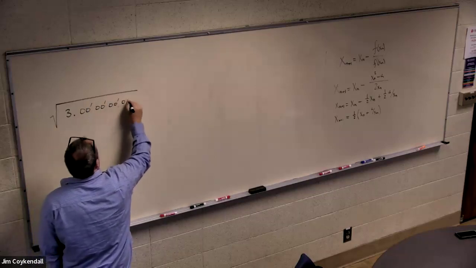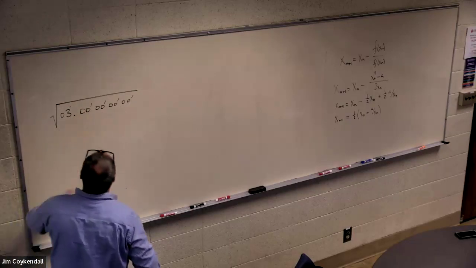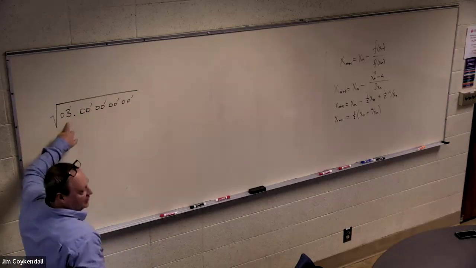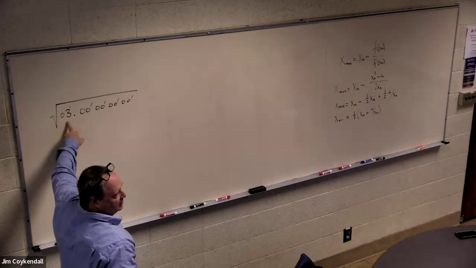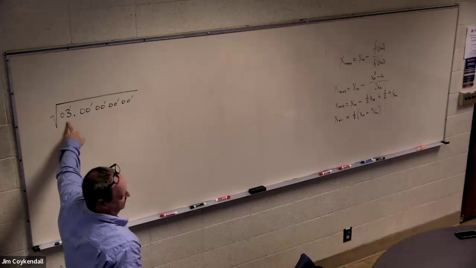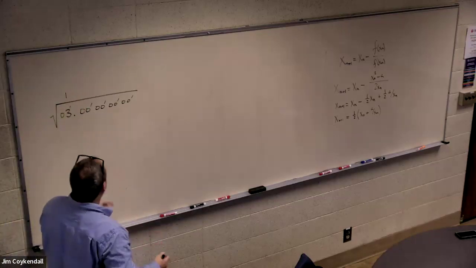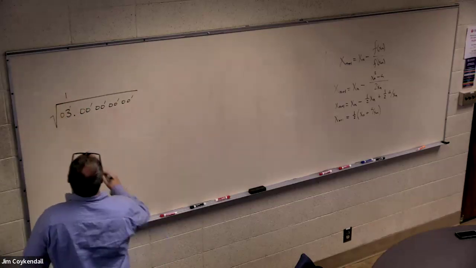Break this off in sets of 2: 3.00 00 00 00. Here's the way you work this out. It's similar to division, but not quite. What's the nearest integer whose square is at most 3? 1. 2 is too big, because the square is 4, right? 1 squared is 1.